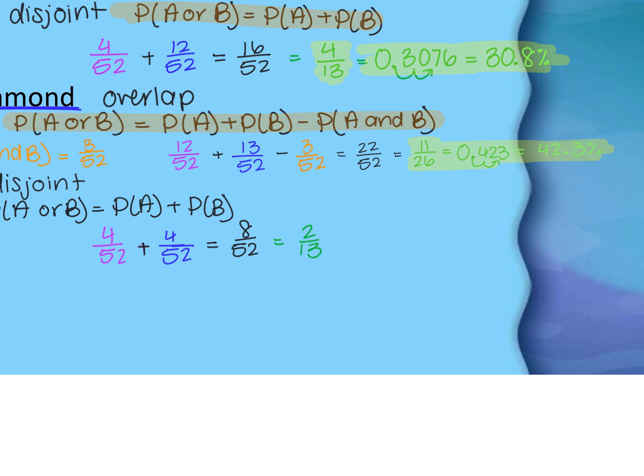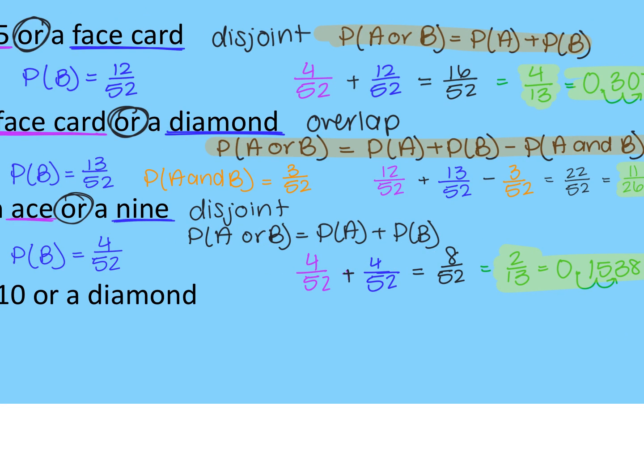2 over 13, changing that to a decimal would be 0.1538. I'm including the 8 because I'm going to go ahead and round up. 15.4%. And again, this would be my answer. And what formula did I use? This one right here.